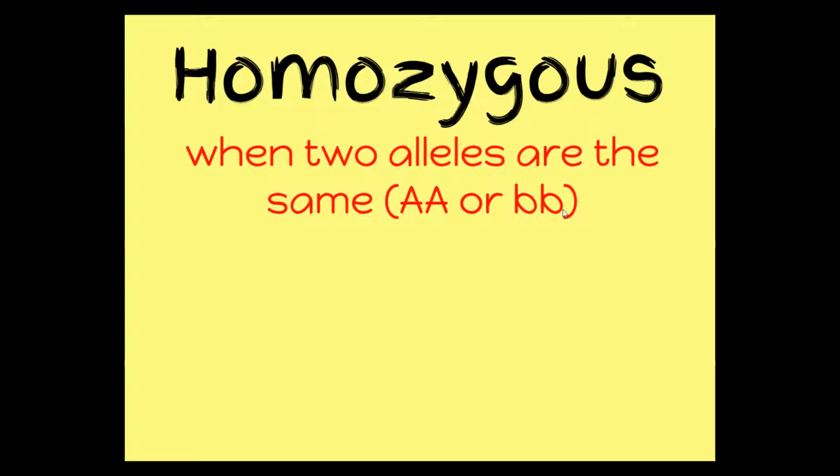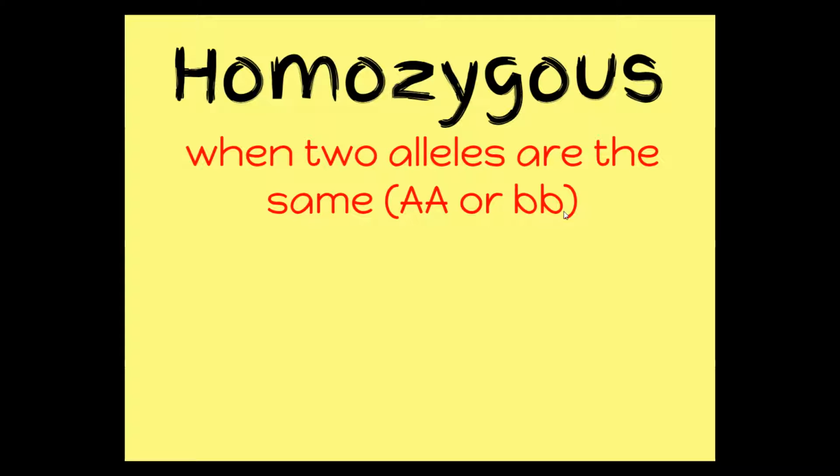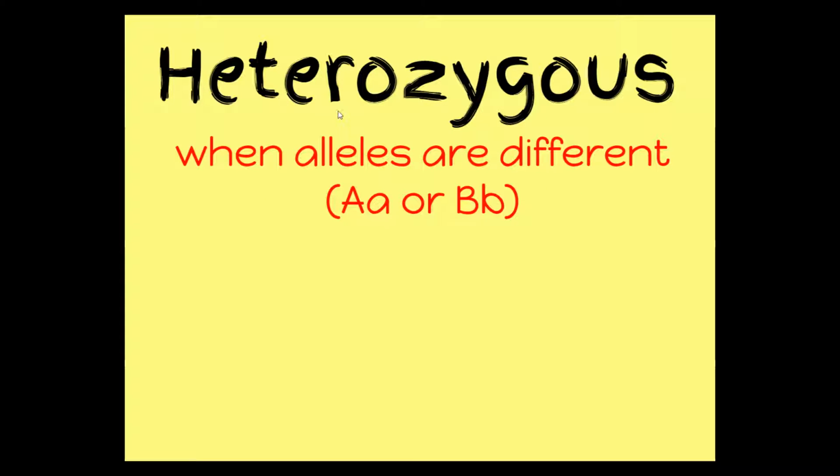Hetero means other. Homo means same. Hetero is other or opposite. Homo means the same. So let's look at this. If it is heterozygous, zygous, you don't have to know about this, but zygous is kind of referring to each of these letters. It's referring to the zygote.